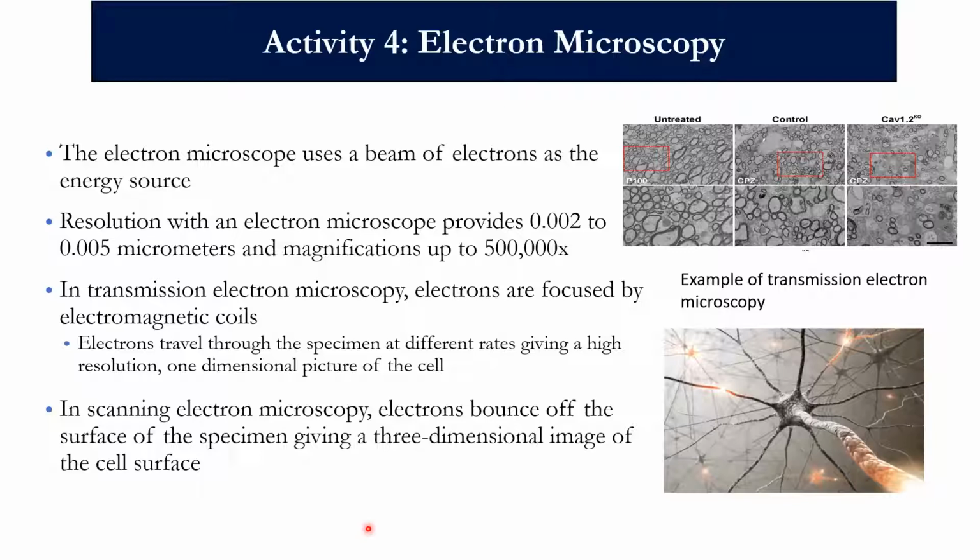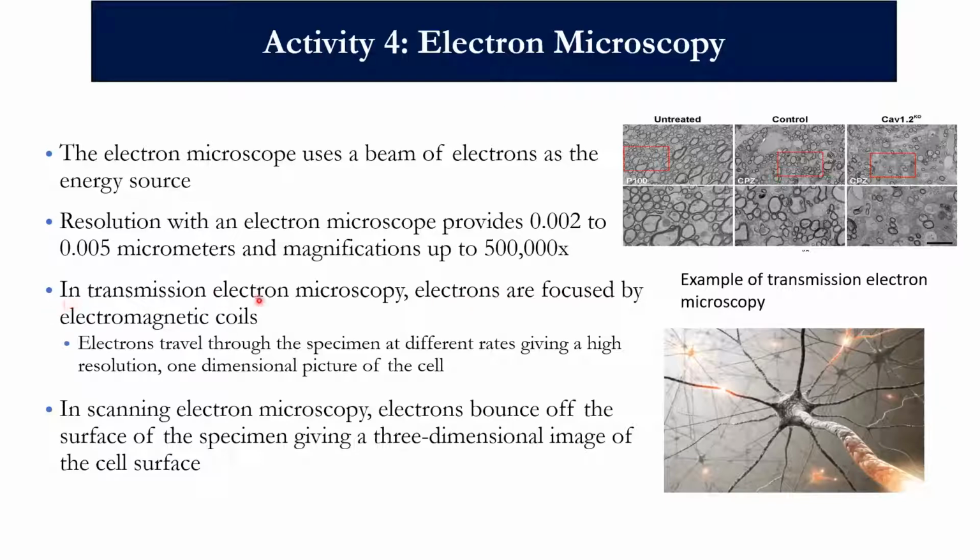I was actually fortunate enough to get to use one during my PhD candidacy, and this image at the very top is actually from my paper. But they're very expensive and they're pretty rare to use. So these microscopes use a beam of electrons as the energy source. Their resolution is 0.0022 to 0.005 micrometers, and the magnification is up to 500,000 times. So this is super magnified.